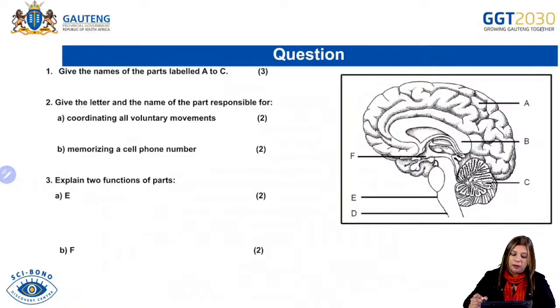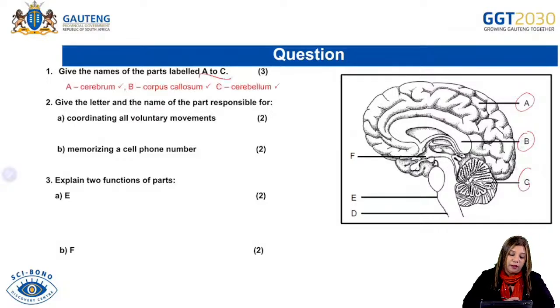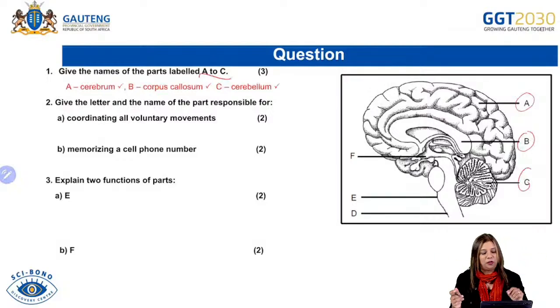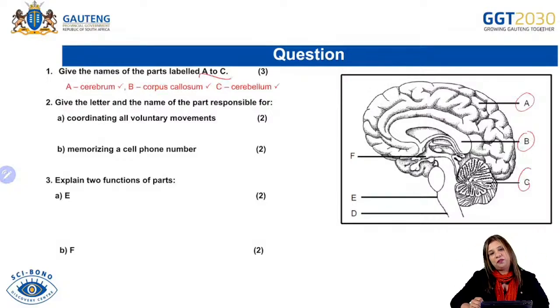It says give the labels of parts A to C. So it's A, B, and C. Remember, it says A to C. So those labels, if we look at them, A is the cerebrum, we know. Remember, we said that the cerebrum is responsible for voluntary movement. The corpus callosum, we said it joins the two hemispheres, and the cerebellum, the tree of life. That's how you can identify and remember that. And they say, give the letter and the name of the part responsible for coordinating all the voluntary movements.